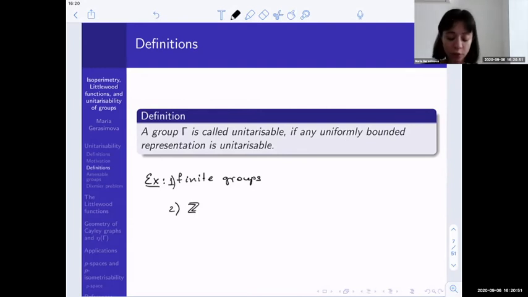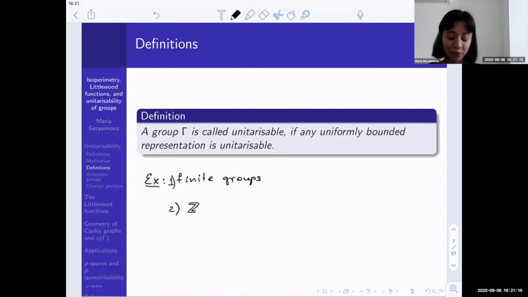The question is still open, so maybe all groups are unitarizable, and this is not an interesting class of groups. But no, and later I will give you some non-examples. But before passing to non-examples, let me observe that all these groups, like finite groups and groups of integers, are representatives of a wide class of groups, which we call amenable groups.